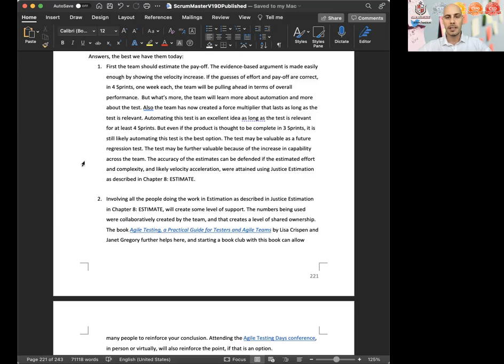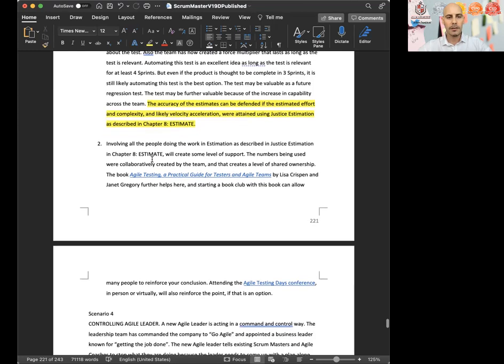But even if the product is thought to be completed in 3 sprints, it is still likely automating this test is the best option. The test may be valuable as a future regression test. The test may be further valuable because of the increase in capability across the team. The accuracy of the estimates can be defended if the estimated effort and complexity and likely velocity acceleration were attained using justice estimation as described in Chapter 8, Estimate.